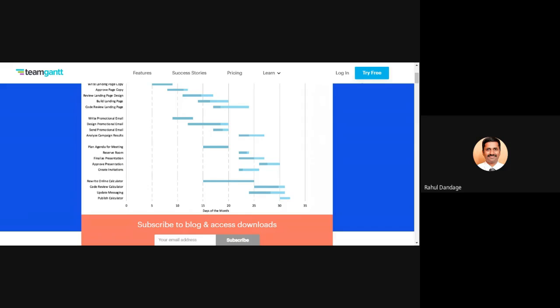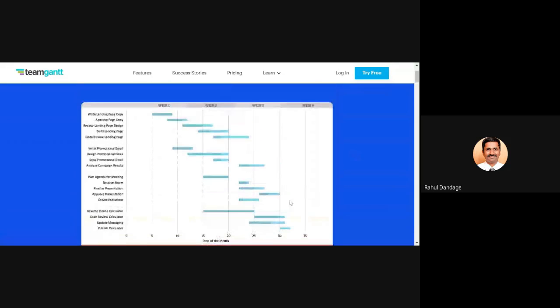Can you see this chart which is in front of you? Yes, sir. Okay. So on the left hand side again, there are certain activities they have been mentioned. Write landing page copy, approve page copy, review landing page design, build landing page, code review landing page, some various activities. And at the bottom you can see days of month 0, 5, 10, 15, 20, 25, 30, 35, something like this. And then week 1, week 2, week 3, week 4 at the top they have mentioned.